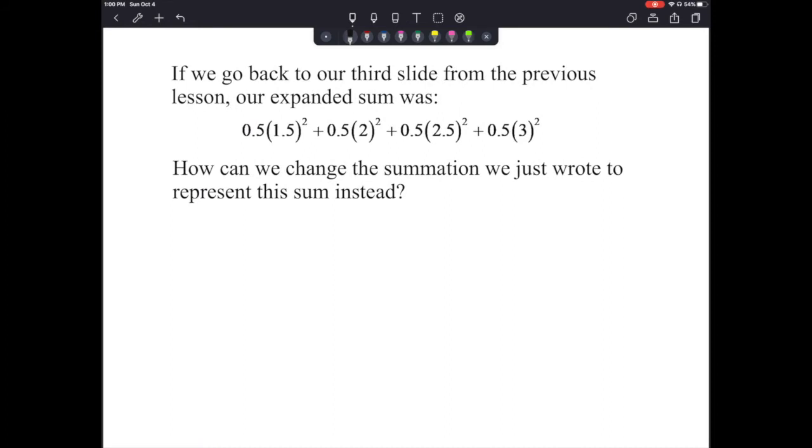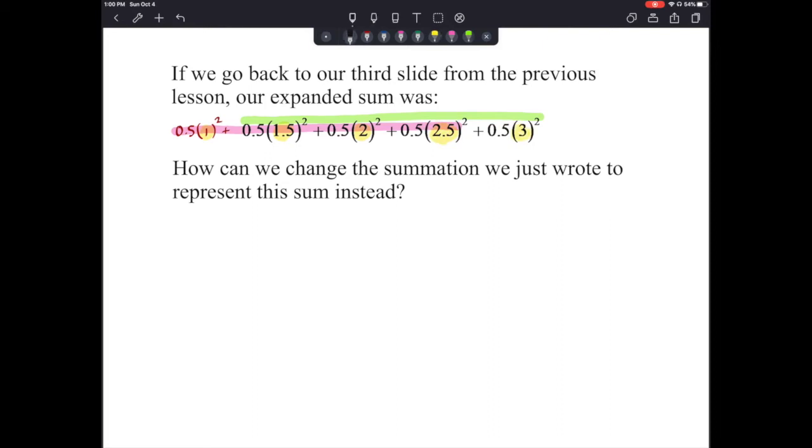If we go back to our third slide from the previous lesson, our expanded sum was 0.5 times 1.5 squared, and then all the way up to 3. So how can we change the summation we just wrote to represent this sum instead? So here's the difference, right? In the previous one, we had 0.5 times 1 to the second power, and we found the sum from here to there. This one is asking us to take it a little bit further. We're going from here to the end. It's the same pattern that's happening amongst these terms.